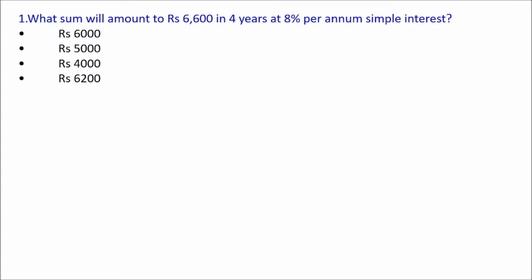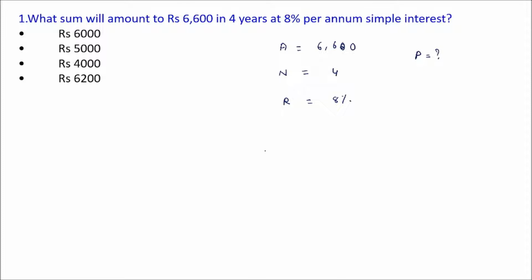What sum will amount to rupees 6,600 in 4 years at 8% per annum simple interest? So what is given here, students? Amount is given, that is 6,600. N is given, that period is given, 4 years, and rate of interest is given, 8%. So what is to be calculated here? We have to calculate the principal amount.